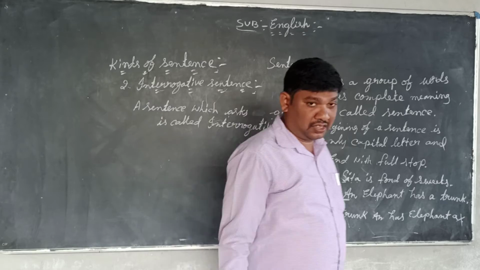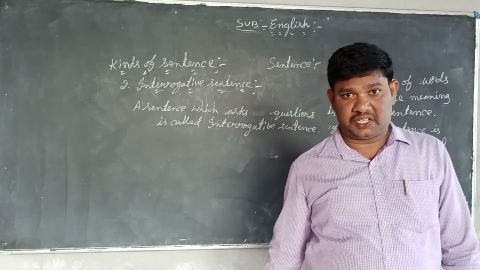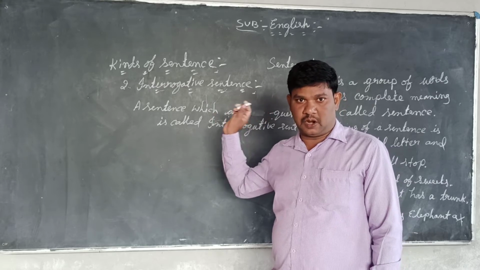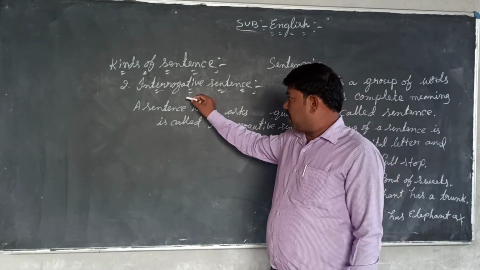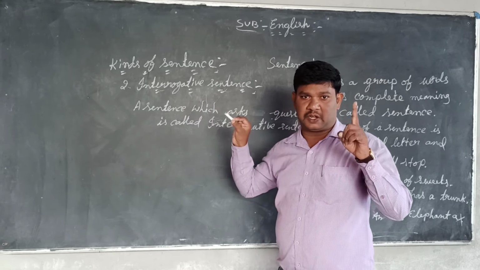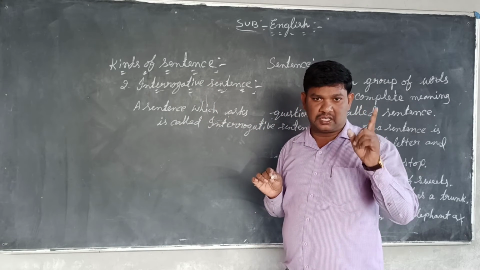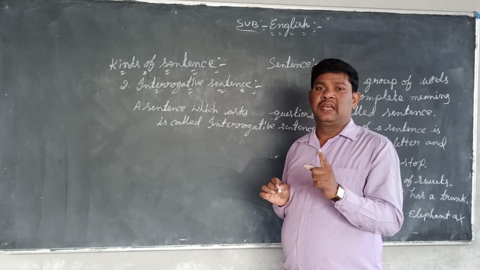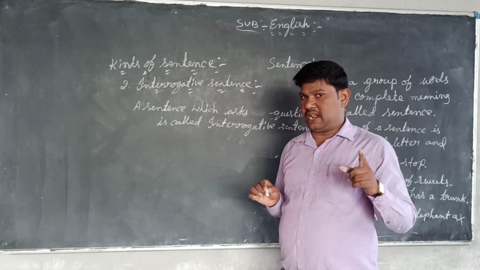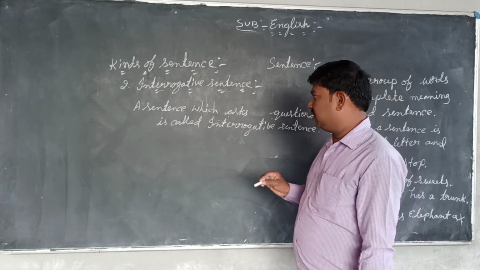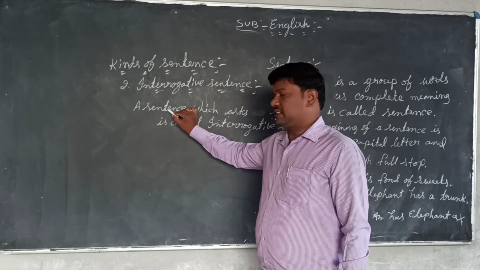So what I have written on the board about interrogative sentence, all of you look here and follow, read loudly. Once again, interrogative sentence means a sentence. A sentence means, as I told you in the beginning, a group of words that conveys a complete meaning. Then it's called a sentence. And also don't forget, every sentence begins with a capital letter and ends with a full stop.